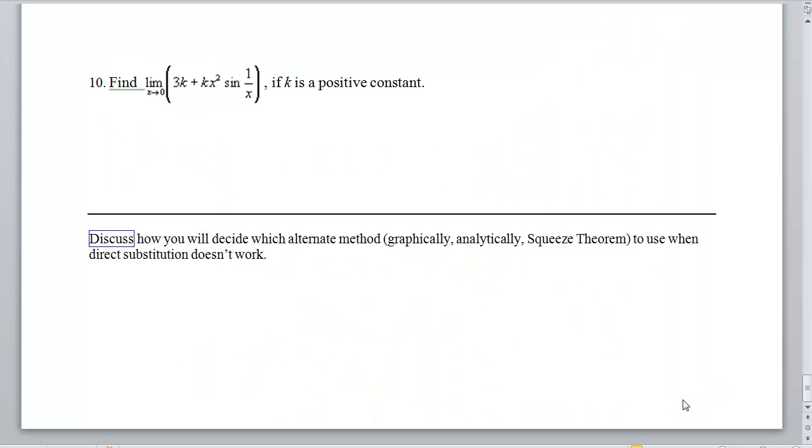So what I'd like you to do now is compute the limits for the remainder of your web exam problems, and then come to class prepared to discuss with each other how you decide which method you're going to use. Are you going to graph things? Are you going to analyze? Are you going to do the squeeze theorem? How are you going to tell the difference between asymptotes and holes and oscillations and joints? So be prepared to discuss that tomorrow.